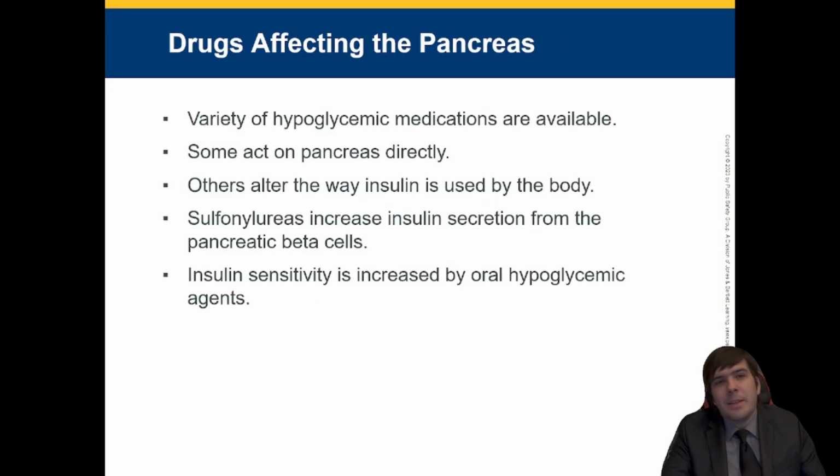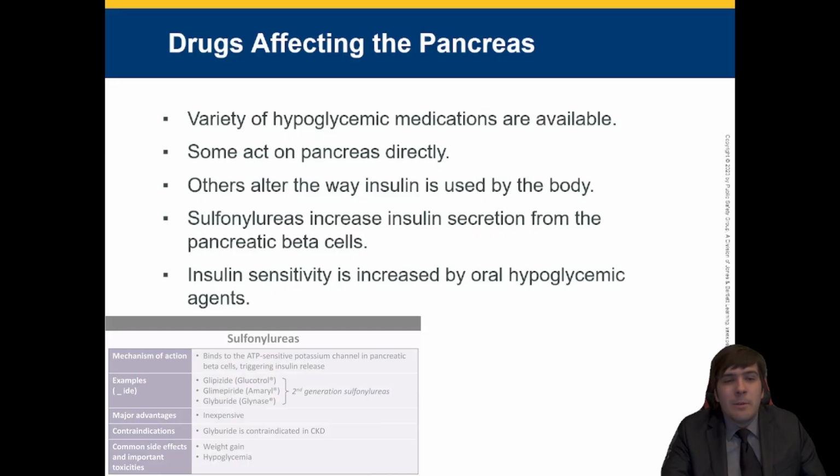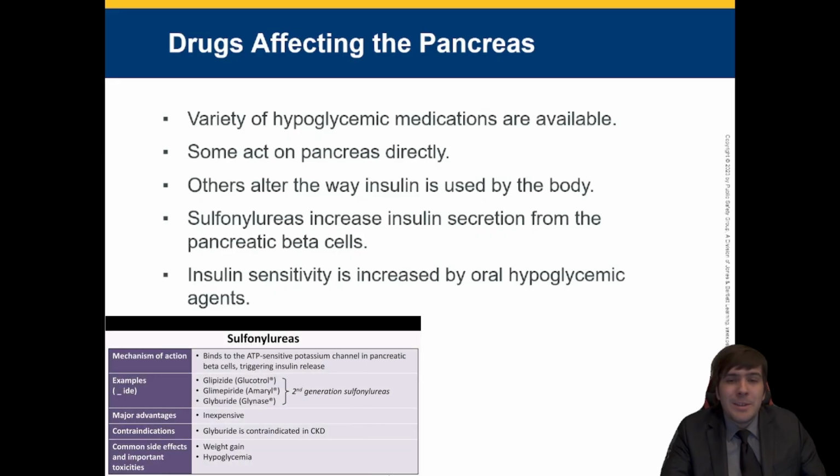So, drugs affecting the pancreas. A variety of hypoglycemic medications are available. Some act on the pancreas directly. Others alter the way insulin is used by the body. Sulfonylureas increase insulin secretion from the pancreatic beta cell. Insulin sensitivity is increased by oral hypoglycemic agents.